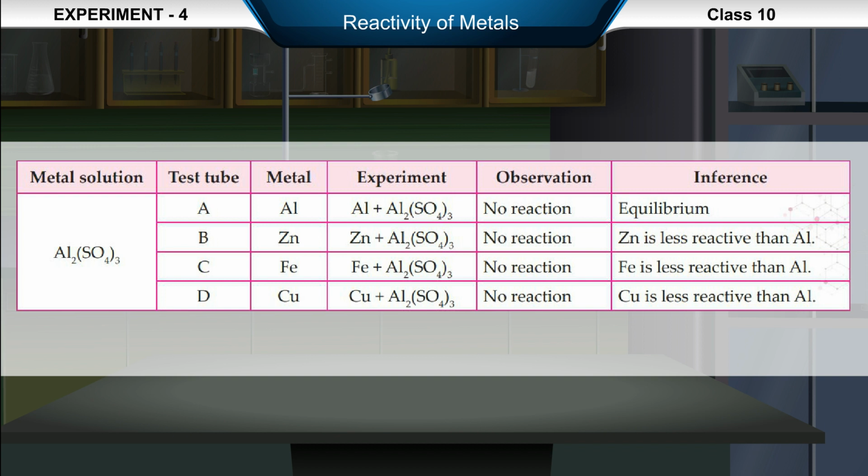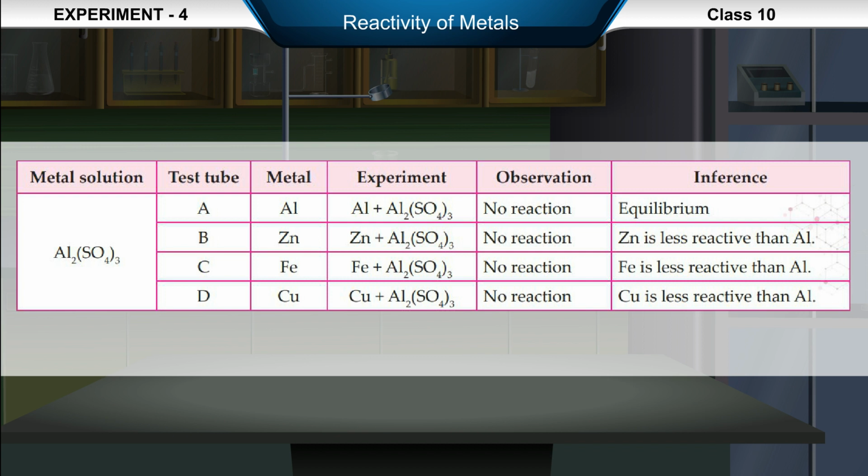Metal, solution Al2(SO4)3. Test tube A. Metal: aluminium. Experiment: Al plus Al2(SO4)3. Observation: no reaction. Inference: equilibrium. Test tube B. Metal: zinc. Experiment: Zn plus Al2(SO4)3.